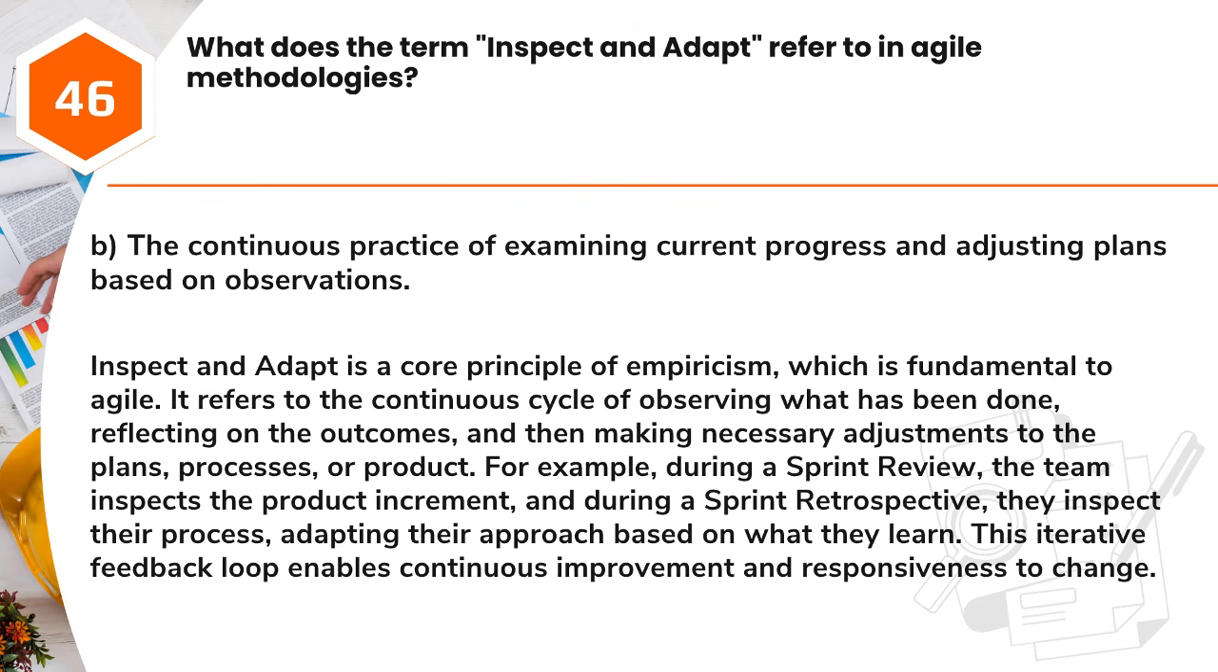For example, during a sprint review, the team inspects the product increment, and during a sprint retrospective, they inspect their process, adapting their approach based on what they learn. This iterative feedback loop enables continuous improvement and responsiveness to change.